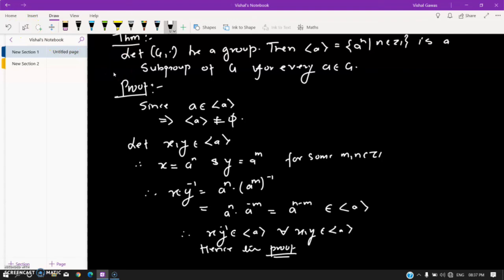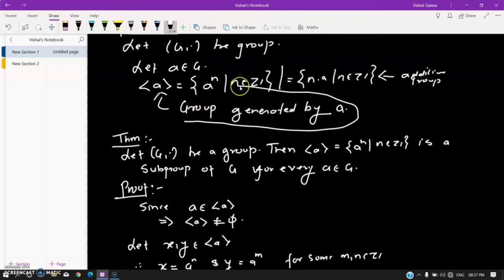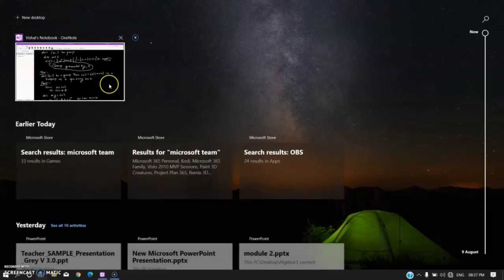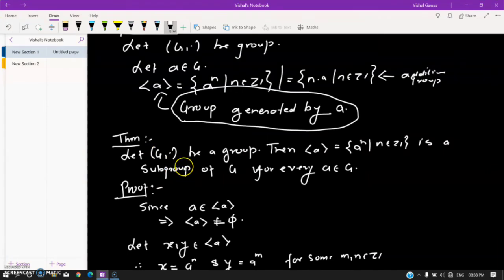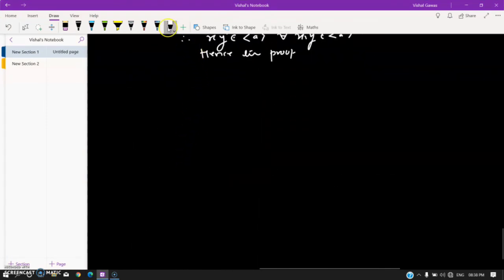One thing I want to remind y'all is that I just named this as the group generated by A. I had not proved it, but I named it before even proving that this is the group generated by A. I hope it's all right. Here I've already proved that it's the group generated by A, so it's no problem. I just thought of letting you know.